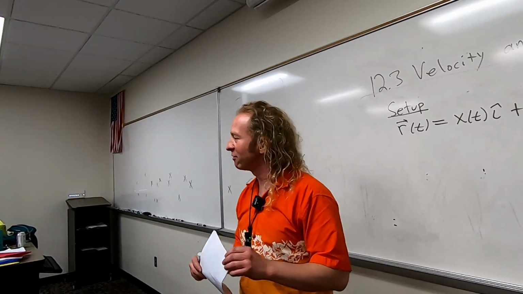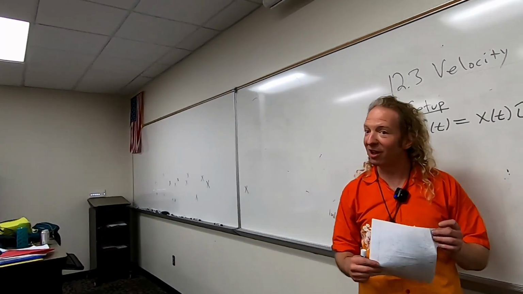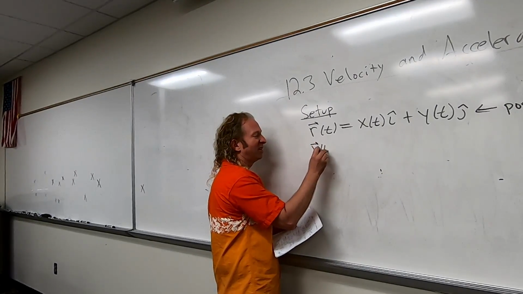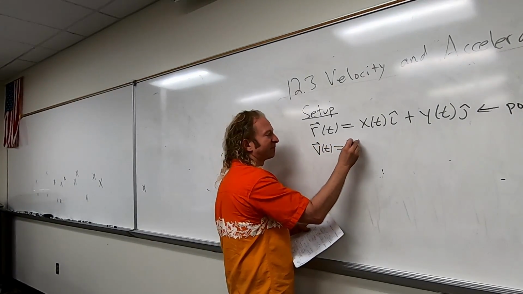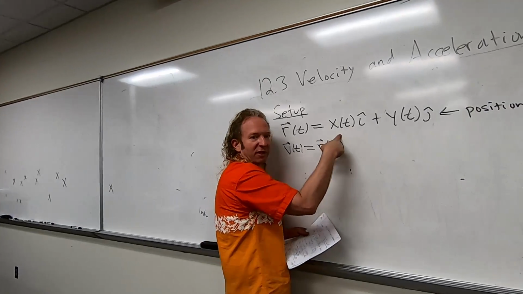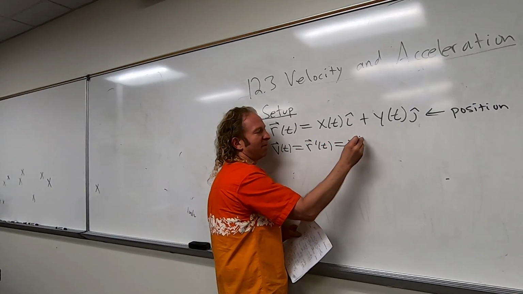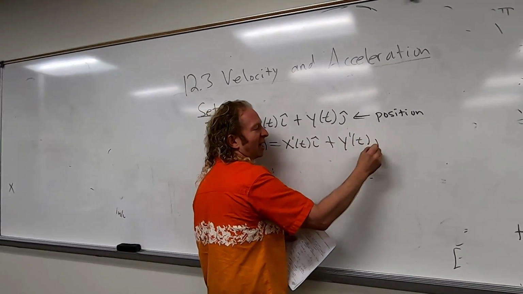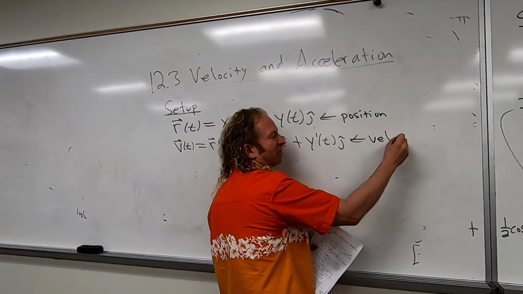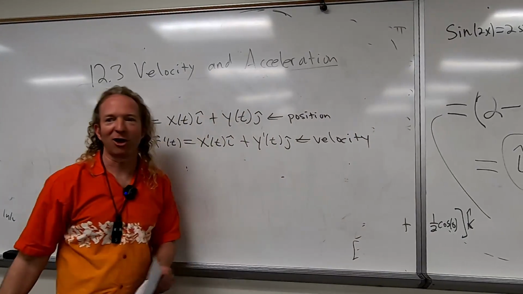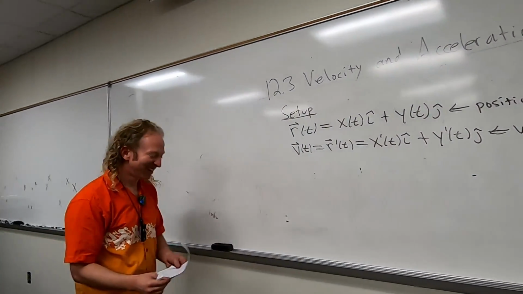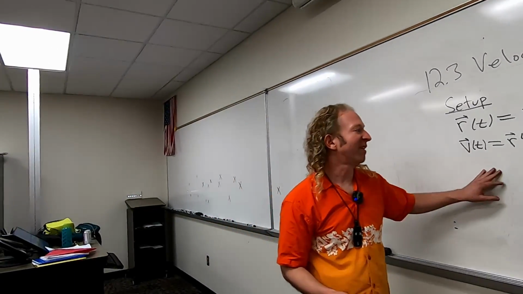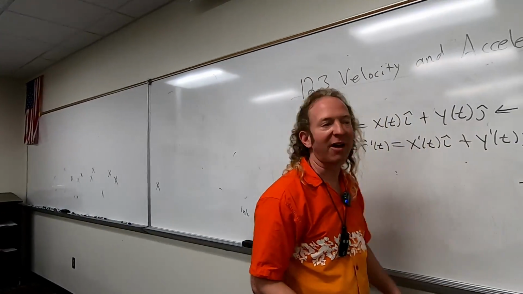When you take the derivative of position, do you all know what you get? Velocity. Yeah, very good. So you'll call it v. So v of t is equal to r prime of t. And you would just take the derivative of each, right? So you would get x prime of t i hat plus y prime of t j hat. And this is the velocity function, the velocity vector. It's the tangent vector. It's going to be tangent to your graph, by the way.